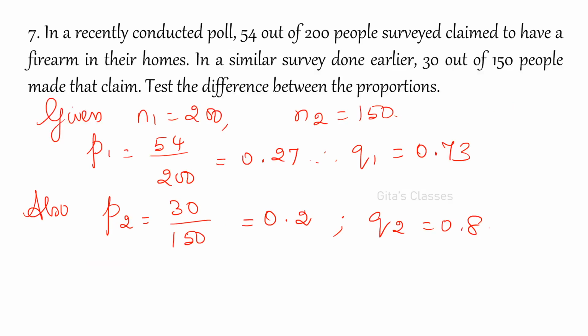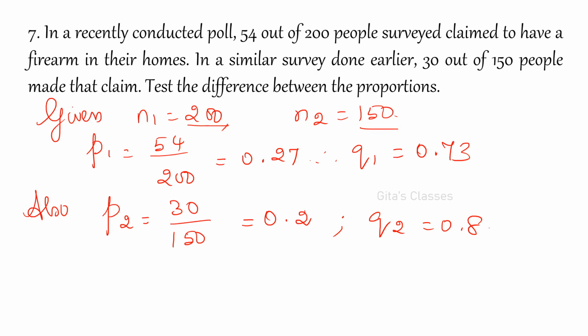Okay. And seventh question, in a recently conducted poll, 54 out of 200. So N1 is equal to 200. N2 is equal to 150. These are the values given. Therefore, it shows that it is a large sample, right? And for a large sample, what is mean or proportion? How will you find out? 54 out of 200, this out of means what? Proportion. So two samples, proportion. So the two-proportion formula is what you have to substitute here.